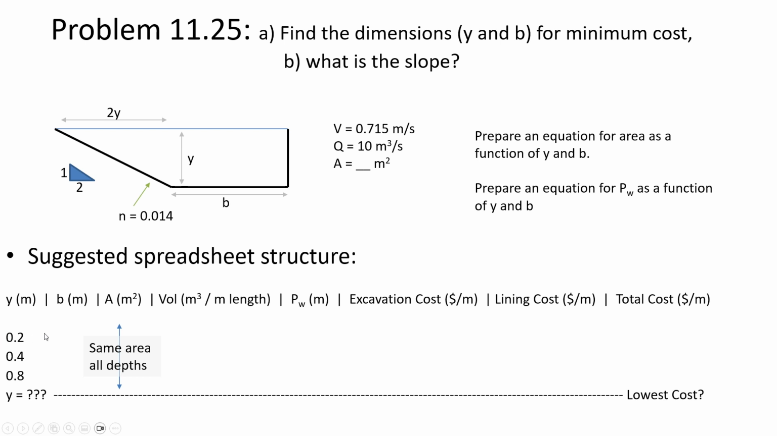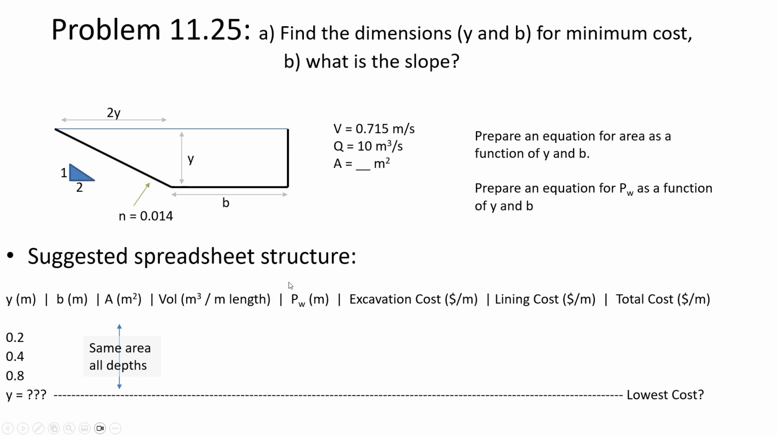Okay, and then for every possible depth and width, what's the volume of soil that's being excavated? So how many cubic meters of soil are being excavated for every meter of canal that's built? Like if you built 100 meters of it, then how many cubic meters of soil are being excavated for every meter of length is how you can calculate the volume. And then once you know the volume that's excavated for that depth, what's the cost of excavation? And the problem gives you the parameters on how much it costs per cubic meter. And so this would be dollars per meter of length.